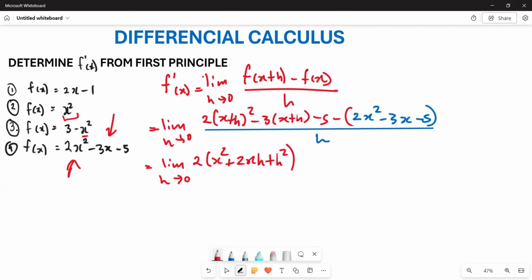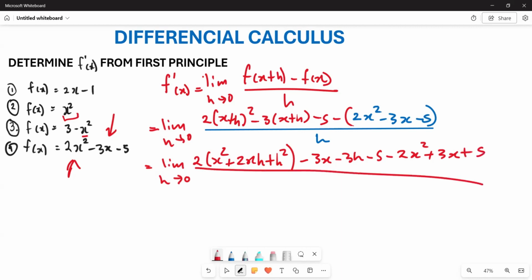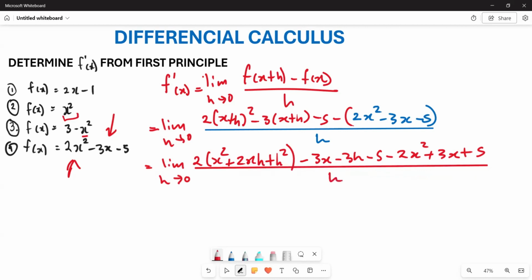Close bracket. This is going to subtract 3x, subtract 3h. After that, what is it that you're going to have? You're going to have subtract 5, subtract 2x squared plus 3x. This is going to be same as plus 3x plus 5, right? Over your h. Altogether, this is going to be over your h.